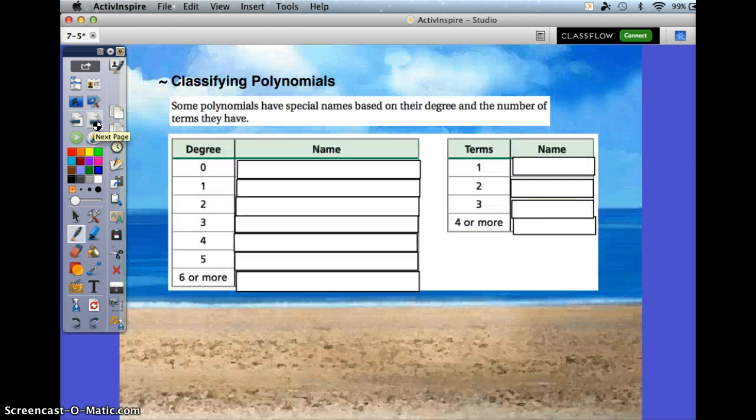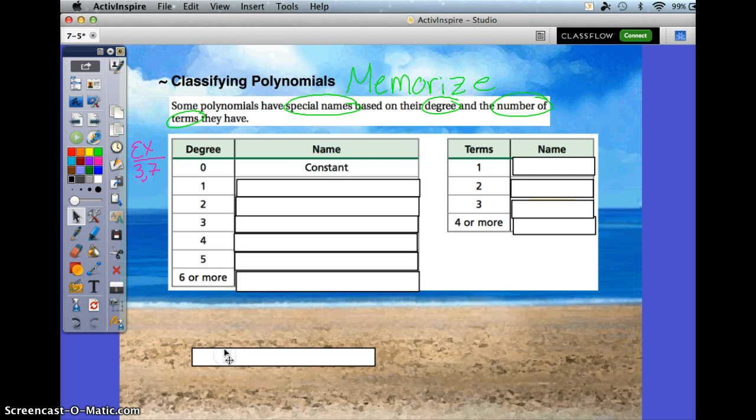Now we have some classification. These are something you have to memorize. You have to know these, and you are going to name. Some polynomials have special names based on their degree and the number of terms that they have. So if something has a degree of 0, meaning it's a constant, it would look like, for example, over here, we'll put some examples over here. It might be 3, it might be 7. The name it has is constant.